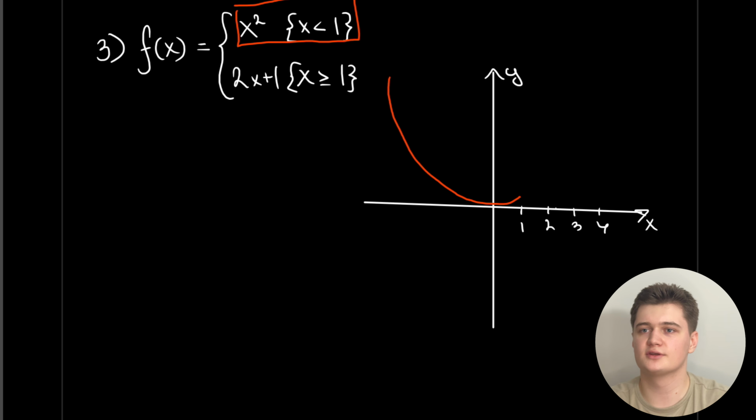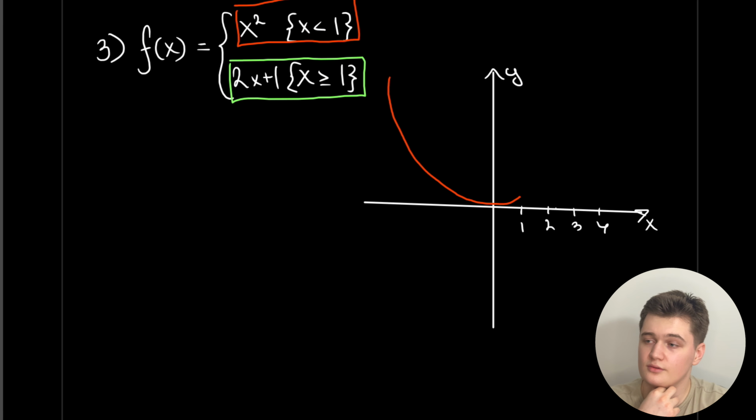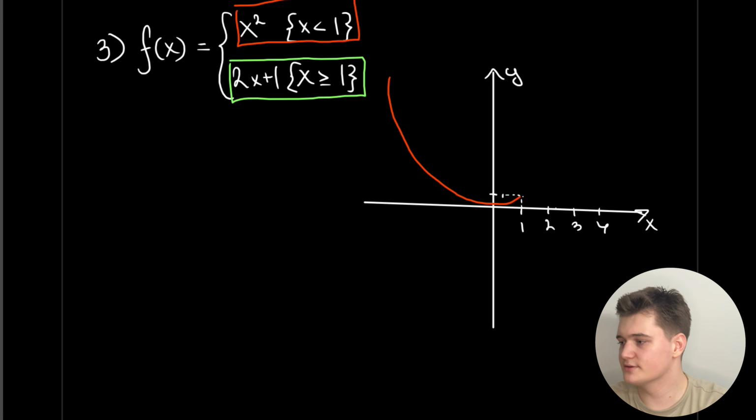And this part is going to be green color. 2x plus 1. If we plug in 1 in x squared, it gives us 1. Therefore, we also have 1 over here. This is where it intersects, right? And for the 2x plus 1, if we plug in 1, it's going to give us actually 3, because 2 multiplied by 1 is just 2, and 2 plus 1 is 3. Therefore, it starts somewhere right over here. 1, 2, 3. And it goes somewhere right there.